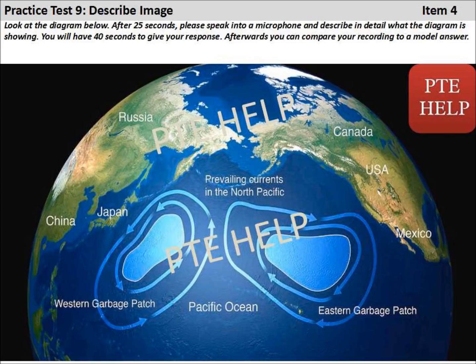to worry. The Western Garbage Patch has the water current in the anticlockwise direction, whereas the Eastern Garbage Patch has clockwise directional water current.